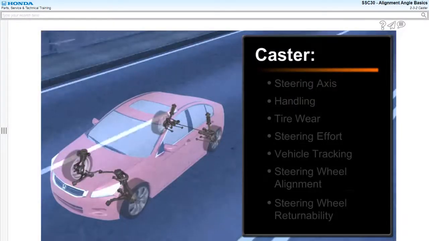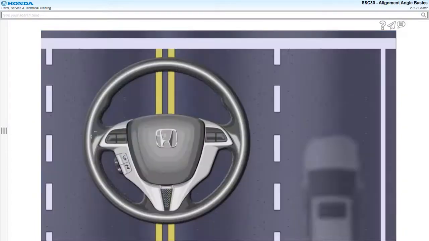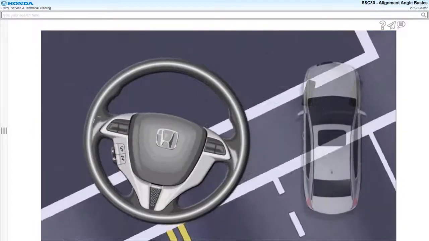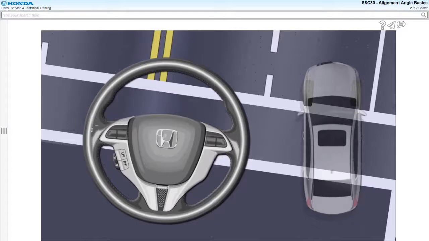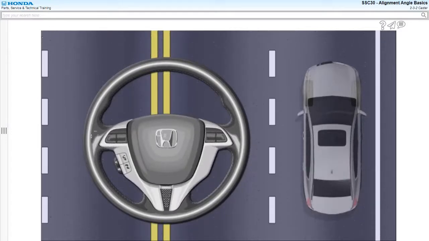Caster is important because it has an effect on vehicle steering effort, steering wheel returnability, and handling. It can also affect tire wear when turning, which will be discussed in a later module. Steering wheel returnability refers to the vehicle's ability to straighten out and the steering wheel return to center after the vehicle leaves a corner.